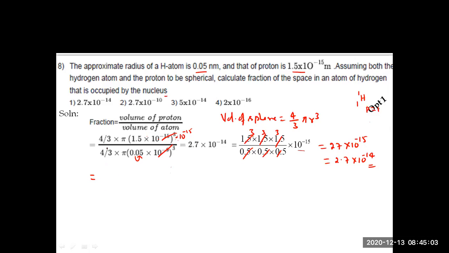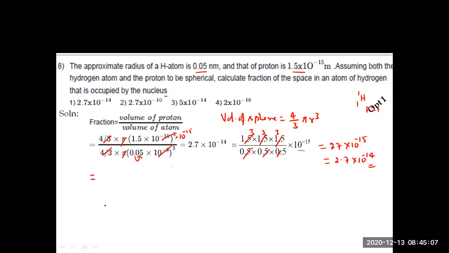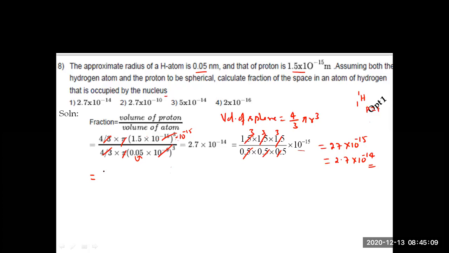See, do you agree this 4 by 3 cancels? Pi cancels. Okay. Yes, sir. 1.5 whole cube into 10 raised to minus 15 whole cube is minus 45. This denominator, I would write it as 0.5 into 10 raised to minus 10 whole cube.